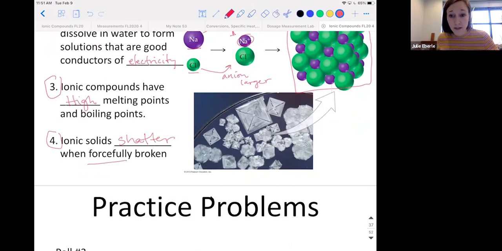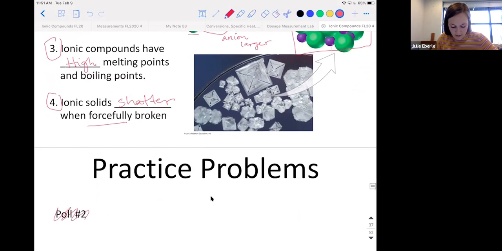Okay, glass, for example, is an ionic compound. We know glass shatters when it's broken. Okay, so I did have a poll question, but I want to spend time reviewing.